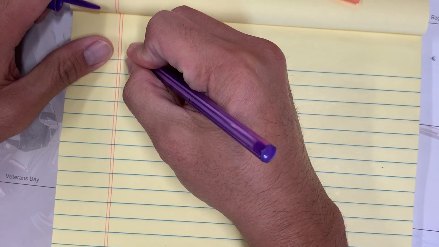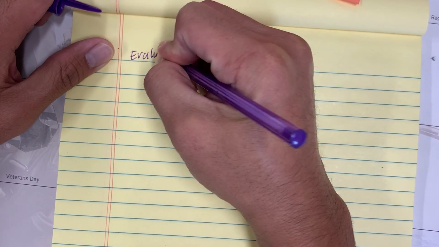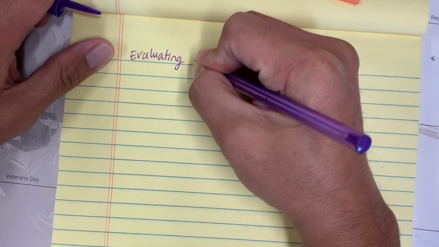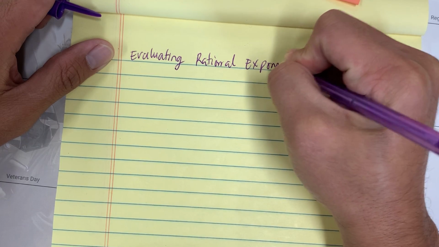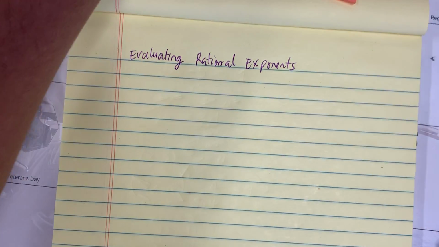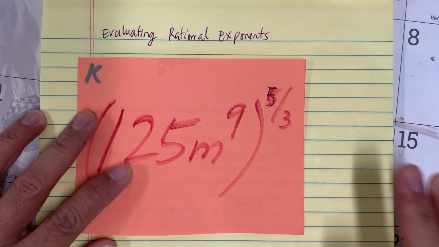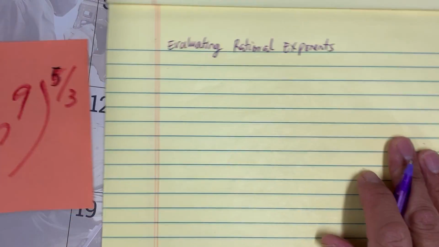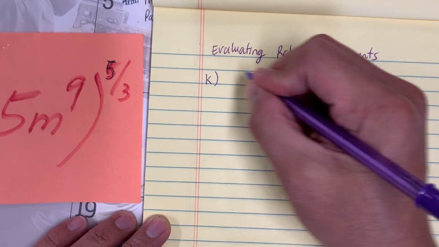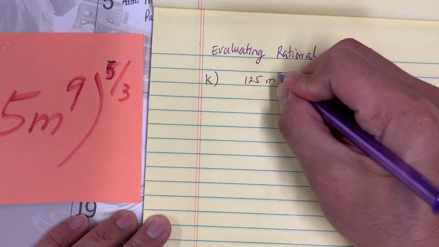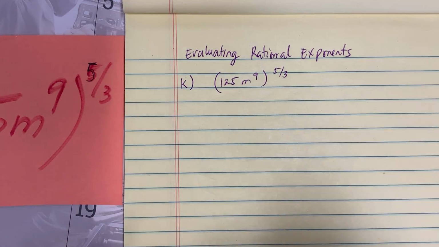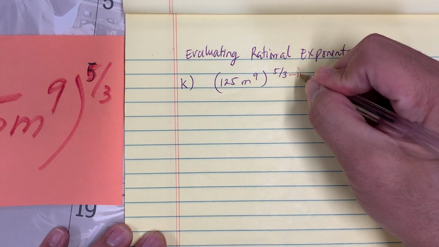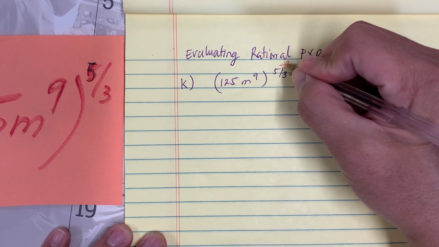So, evaluating rational exponent. Letter K: 125 m to the ninth, raised to the 5/3. There are several ways of doing this one here. What I showed you last time, we know that this is the index or the root, that's the power.